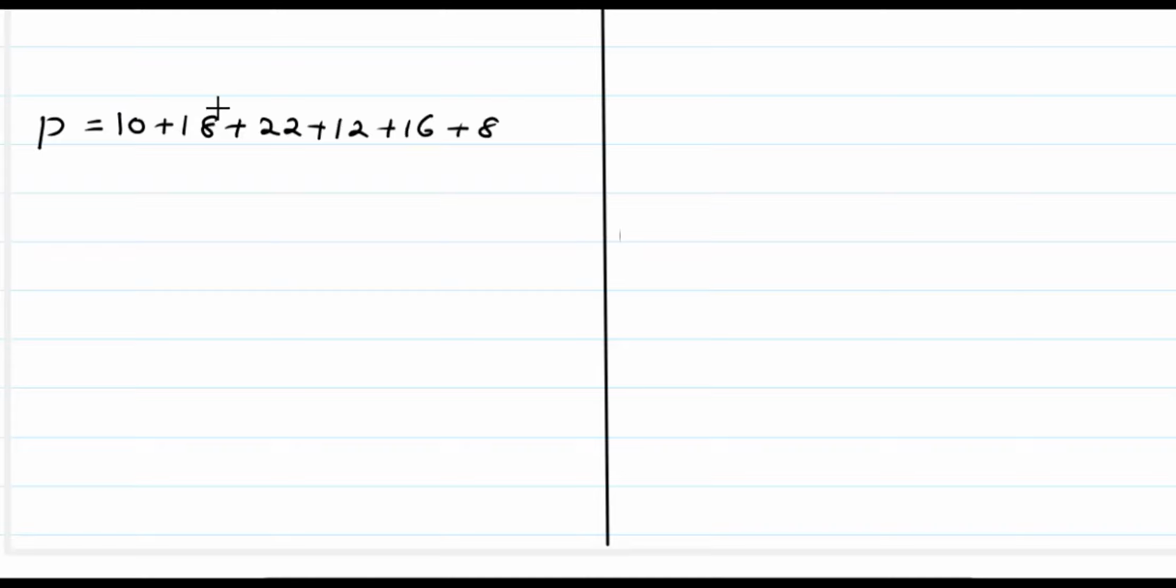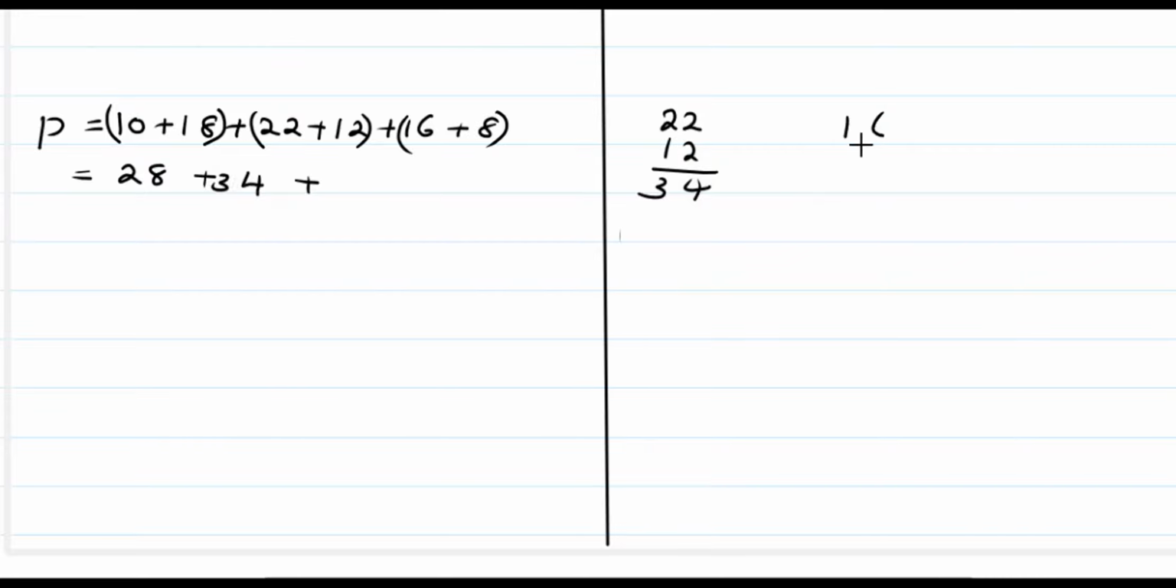So to make addition easy, I can group them like this. Then from there, I add them in groups. So the first group will give me 10 plus 18 is 28. Then the second one will give me 22 plus 12, which is 2 plus 2 is 4, 2 plus 1 is 3, which is 34. Then again, do the last one here, 16 plus 8. 6 plus 8 is 14, so 4 carry 1, so 24, like that.